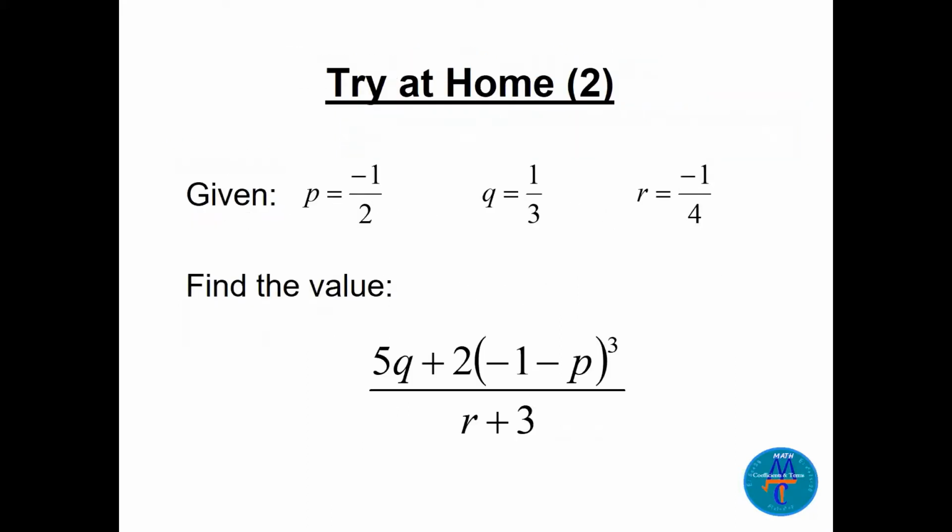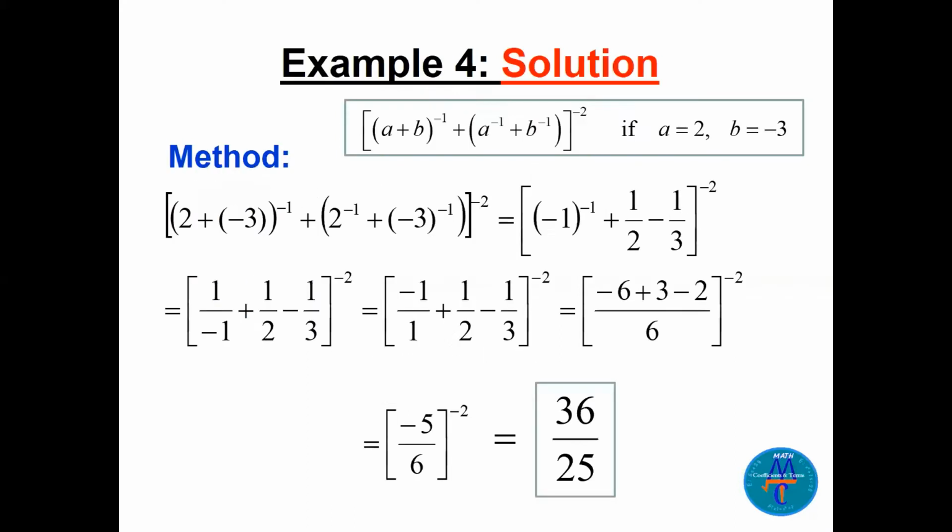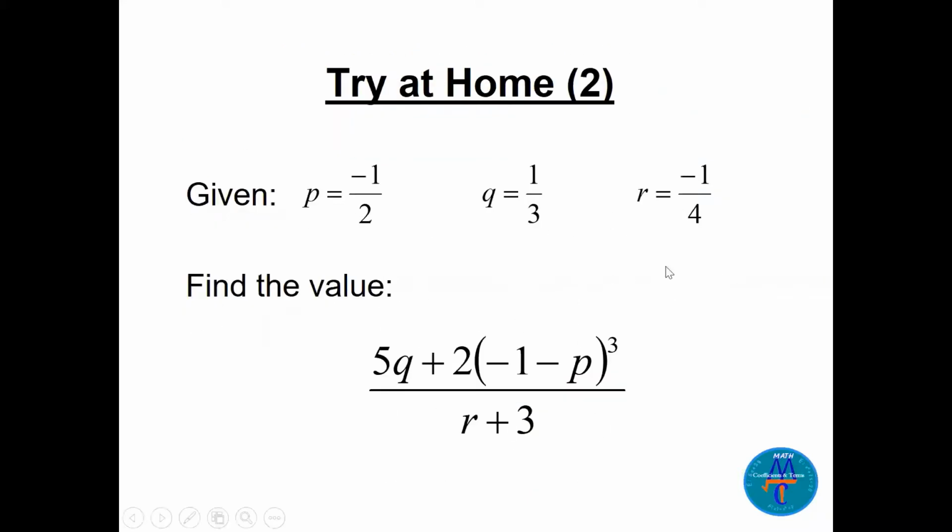Now, this is try at home, similar to example 4. I give you P as minus half. This is P here, remember. P is not there, this is Q. So P here is minus half. Q here is 1 over 3. R is minus 1 over 4.